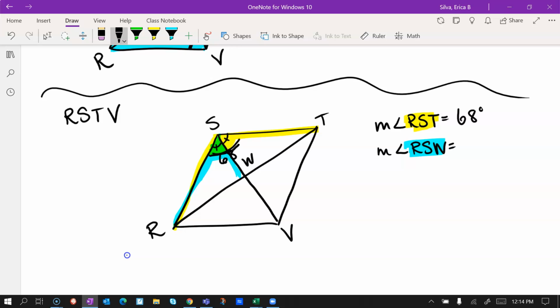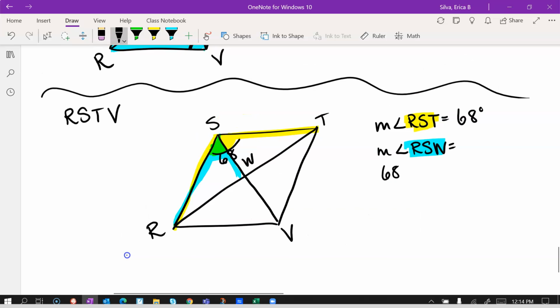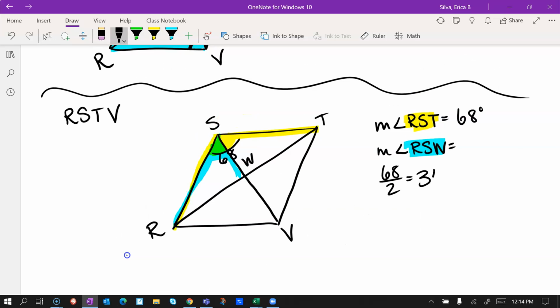No, the whole thing is 68. But when it's bisected, what does that mean? That they're equal. So if they're equal, then what is the measurement of each angle going to be? The whole thing is 68. Right. We're going to divide it by 2 to get 34 degrees. So this one is 34 and this angle is 34. Any questions?